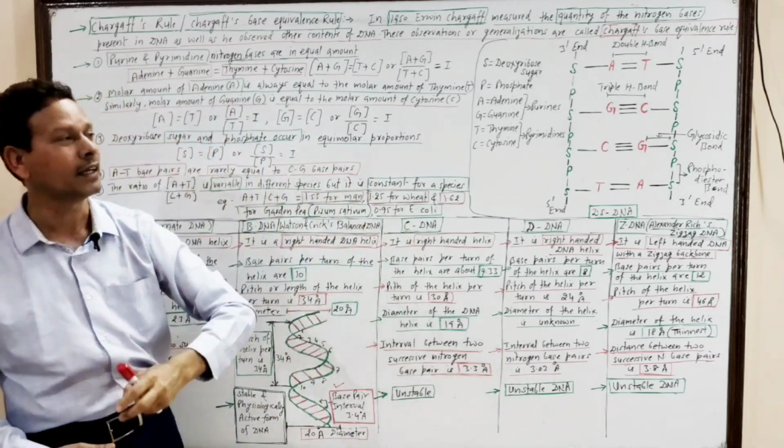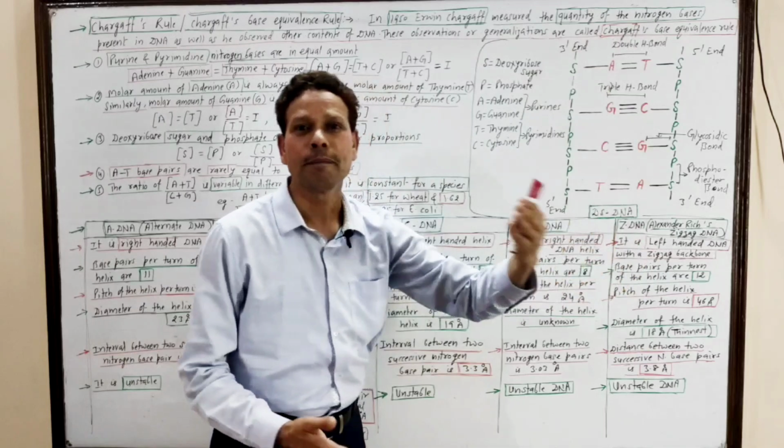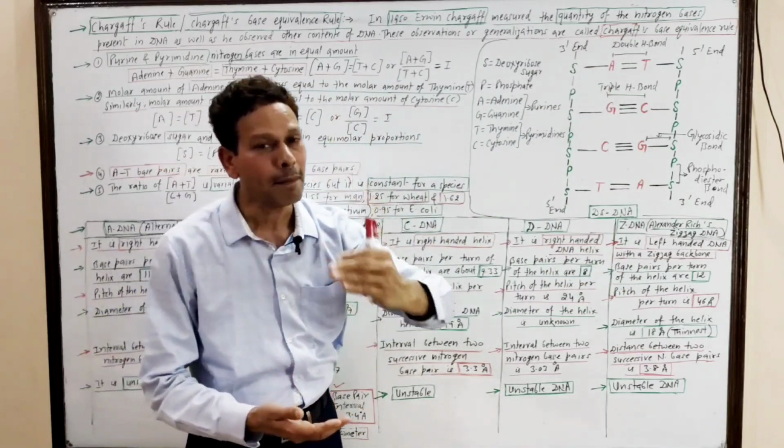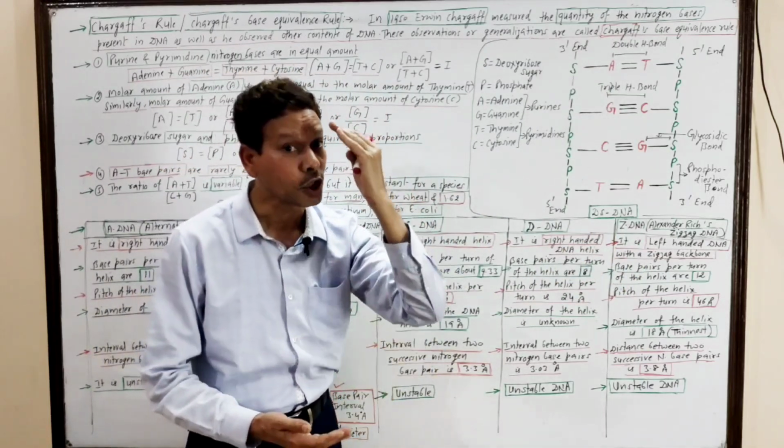It means very clear, the nitrogen base pair ratio in the members of a species is constant.